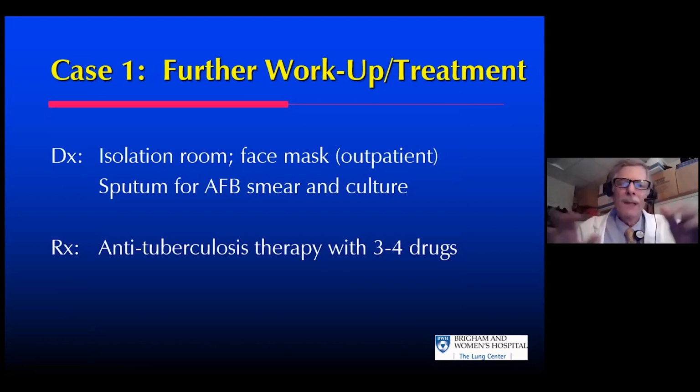So the workup guided by the findings on x-ray in this patient with hemoptysis: if they're in the office, put on a face mask. If they're in the hospital, they go into an isolation room, and we're going to work them up for pulmonary tuberculosis. And the treatment for the hemoptysis is likely to be anti-tuberculous therapy with typically 3 to 4 drugs depending on resistance patterns in your region.